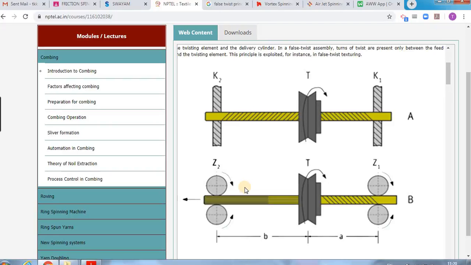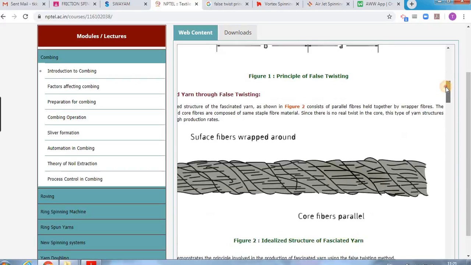Remember, as far as the false twist principle is concerned, you have twist only between the feed roller and the twisting element. The yarn does not have any twist between the twisting element and the delivery roller. That is the basic concept of the false twist principle. But you can have a doubt: how can I produce a yarn using this principle, because the output material does not have any twist at all? Then how can we produce a yarn using this principle? We have some more concepts on how we can produce a yarn.